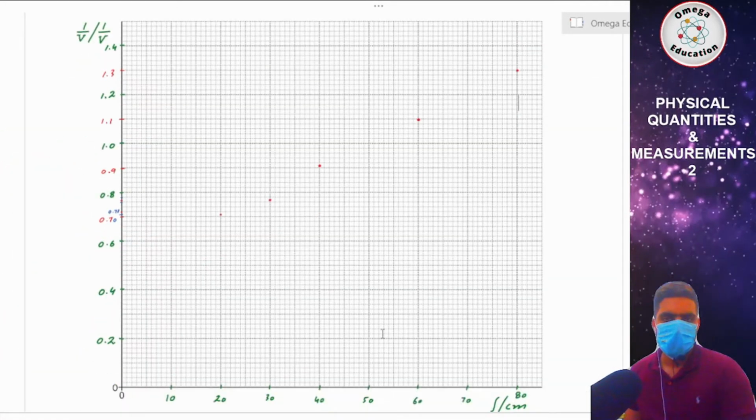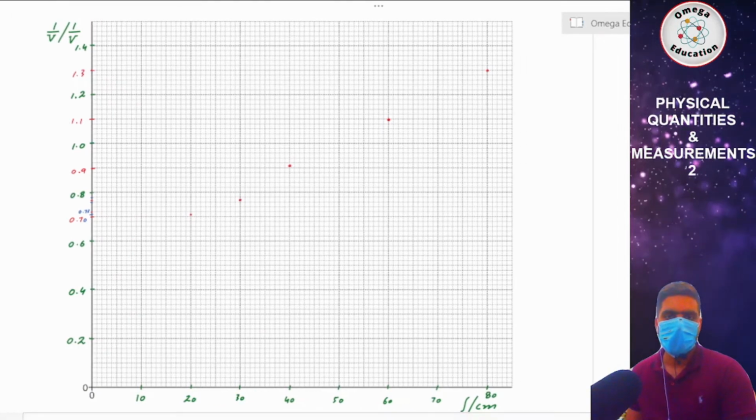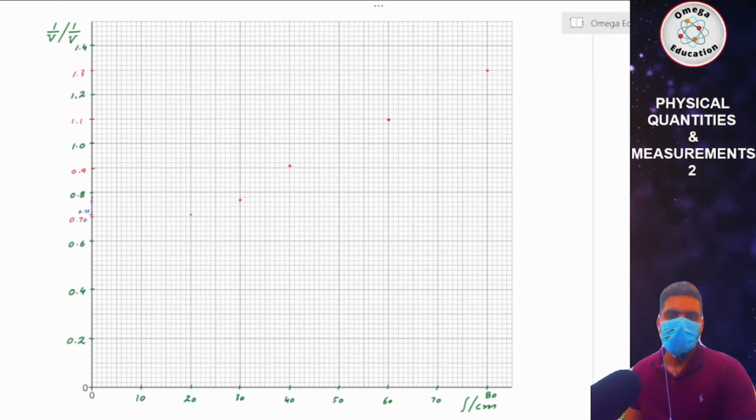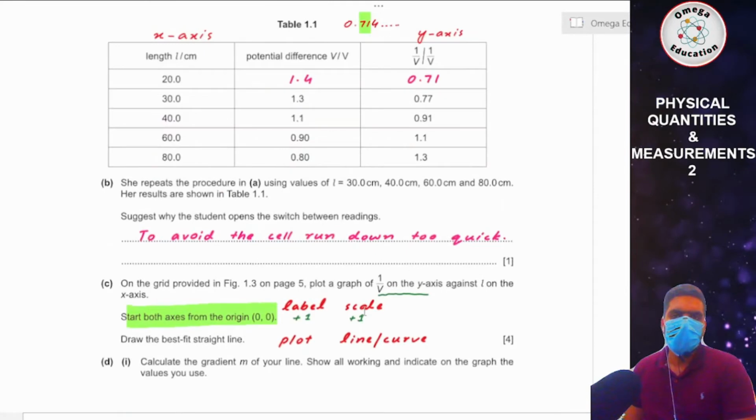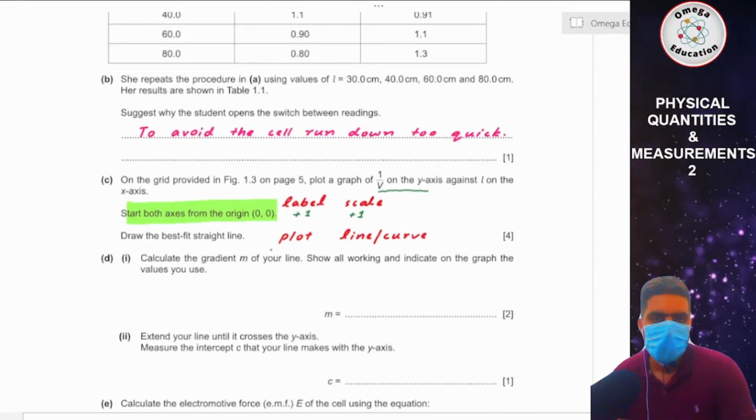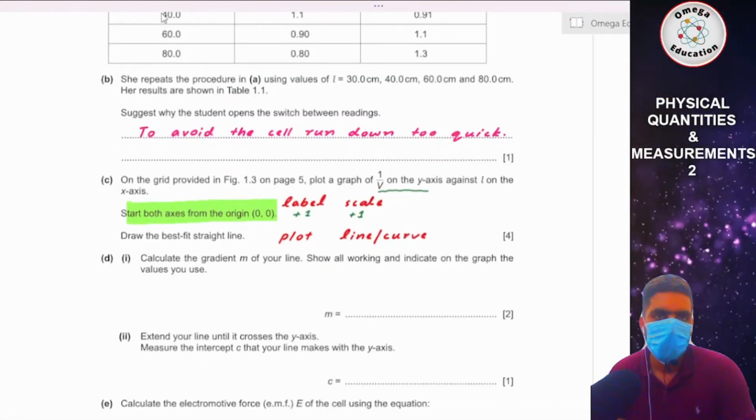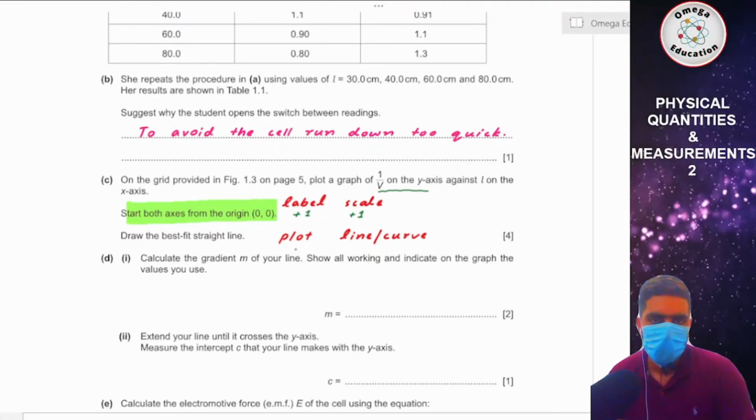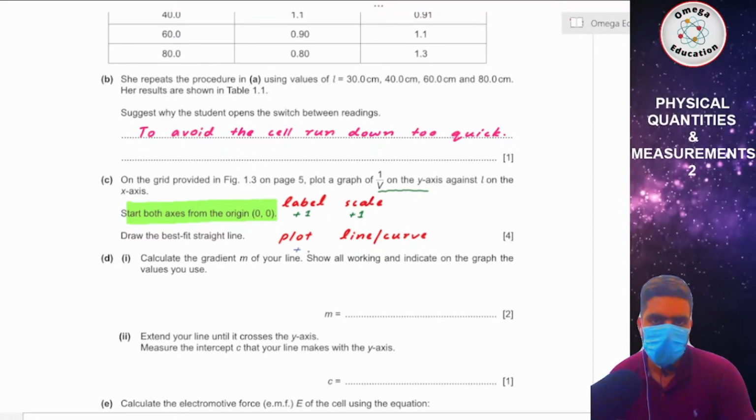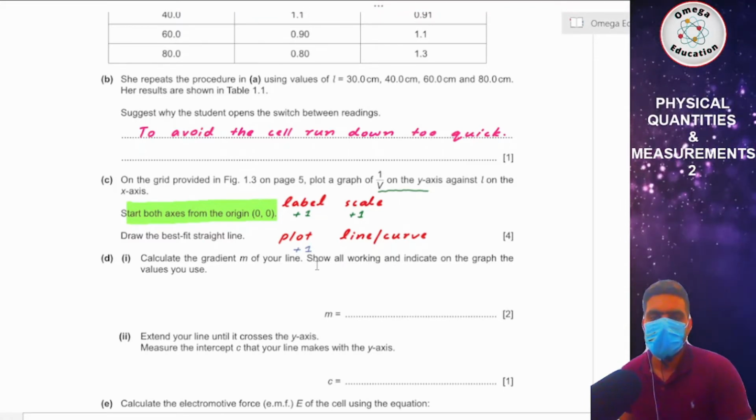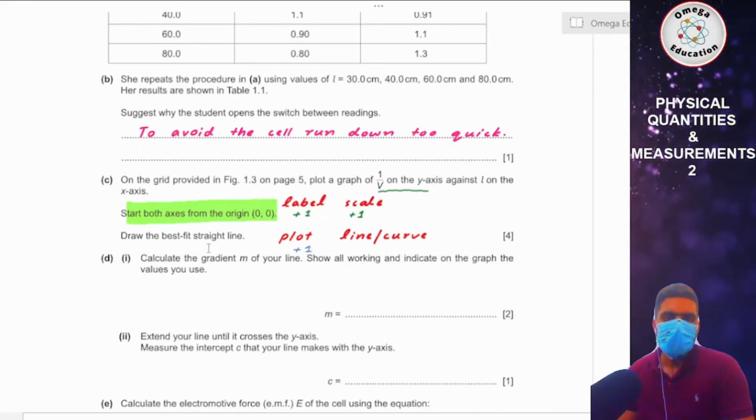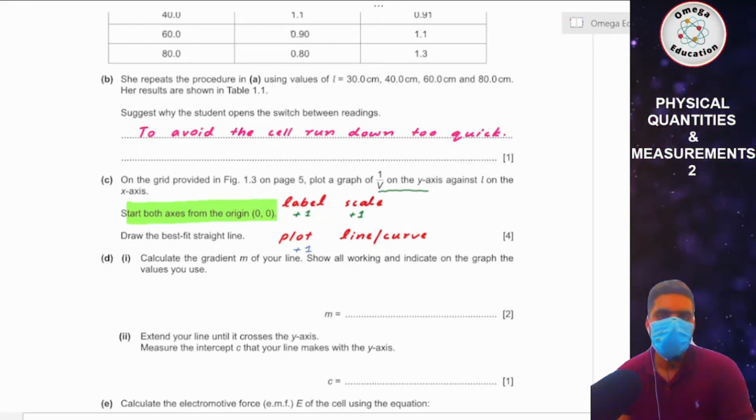So this is what we have once we have plotted the data. And if you have plotted the data accurately, you get +1 over here. You get the mark for plotting as well. Now the final thing is we have to draw the best fit straight line.